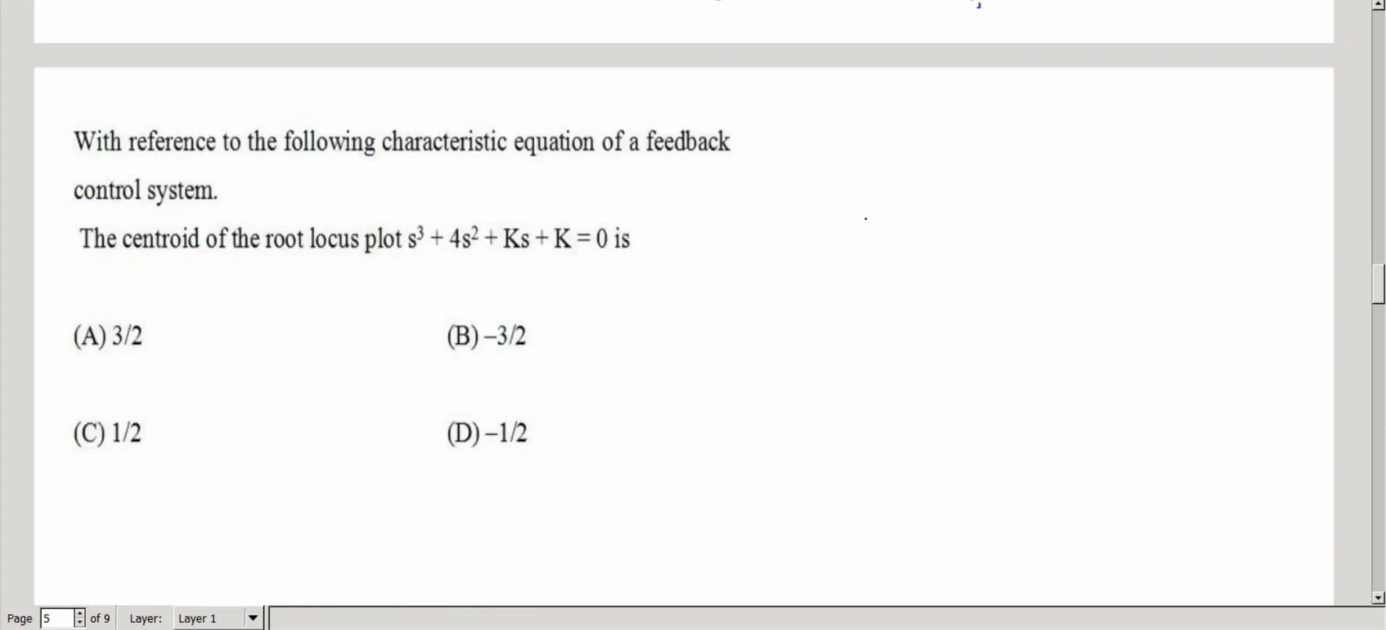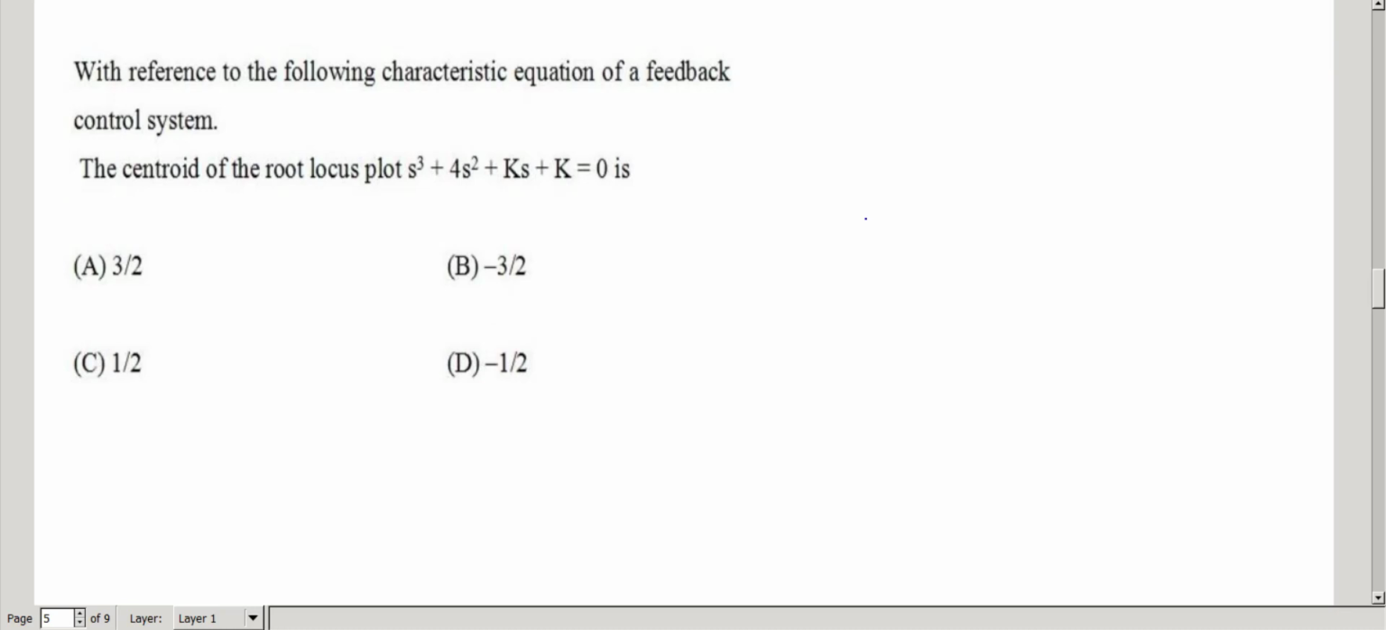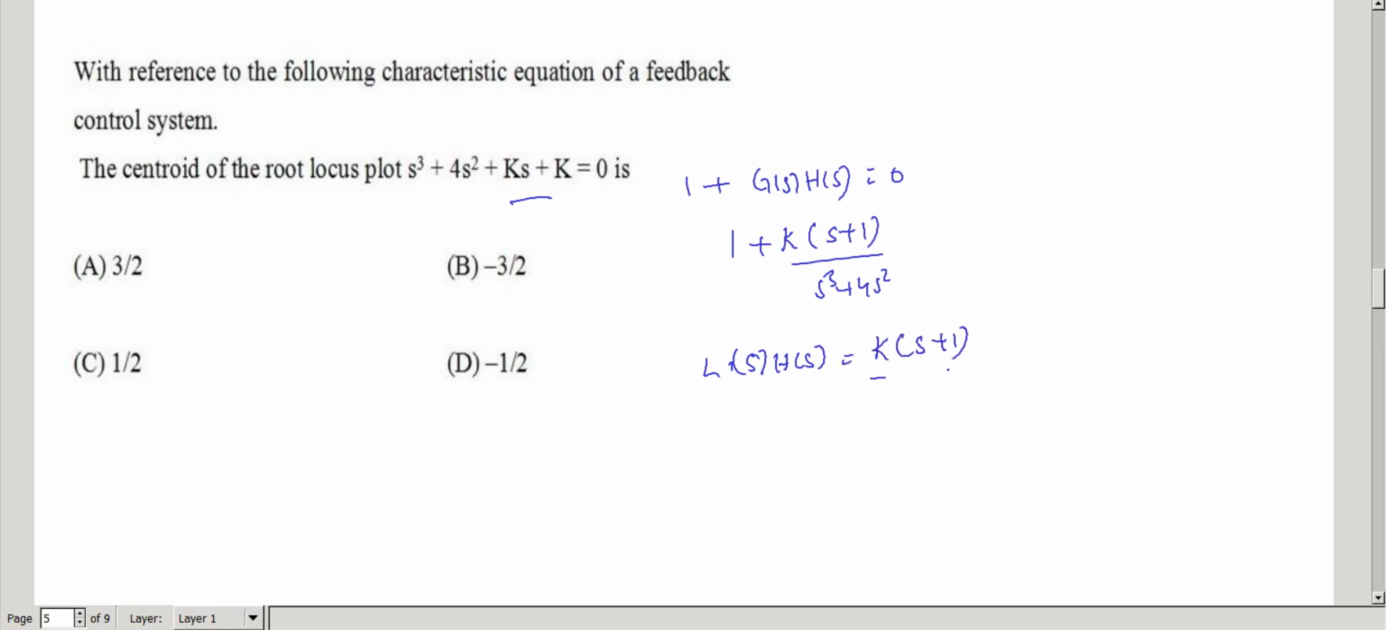Next question you see here. With reference to the following characteristic equation, find the centroid of the root locus. If you carefully observe, this is given as a characteristic equation. So what is the characteristic equation? 1 plus G(s)H(s) equal to 0. So 1 plus k into s plus 1 divided by s cube plus 4s square. So what is G(s)H(s)? G(s)H(s) equal to k into s plus 1 over s square into s plus 4.